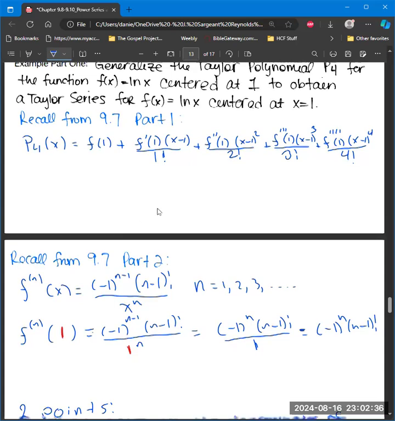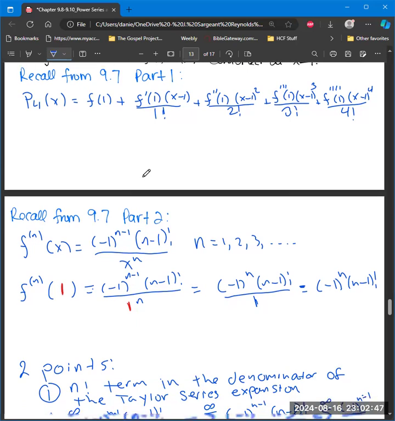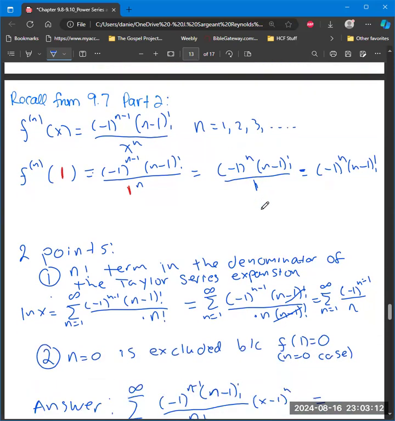And let's see if we can generalize that now when we went and found the pattern for the nth derivative, which we did last time. We found it to be -1 to the n minus 1 times n minus 1 factorial over x to the n. And that was defined for n equals 1, 2, and 3. So this one's going to be a little different for our summation, because normally our summations start with n equals 0, but our summation here is going to start with n equals 1. I'll make note of that again in just a second.